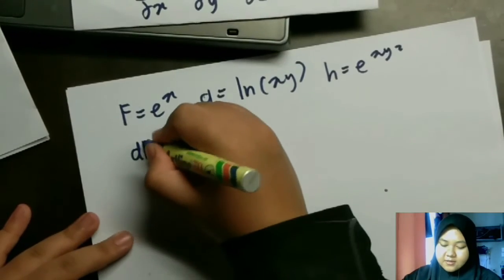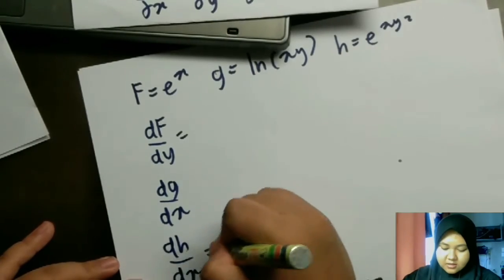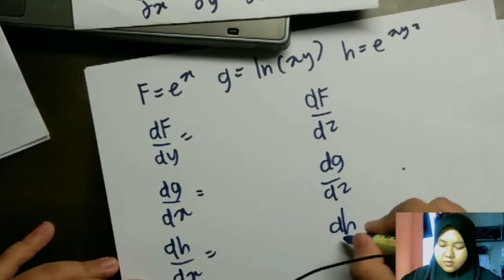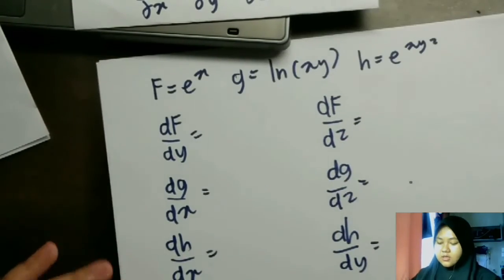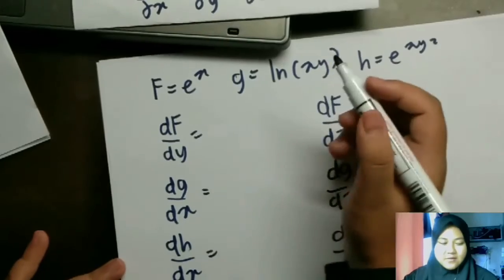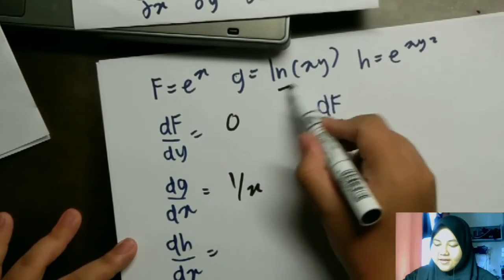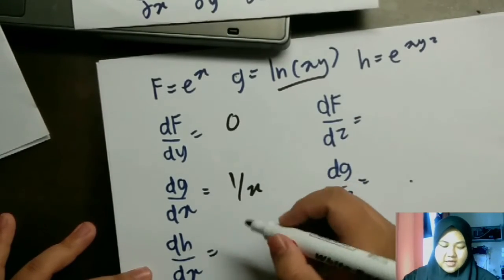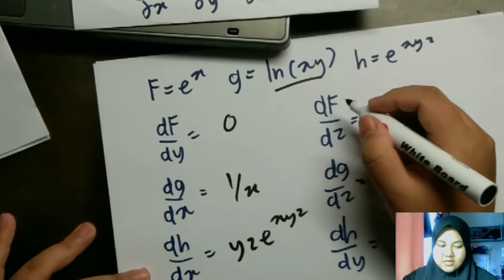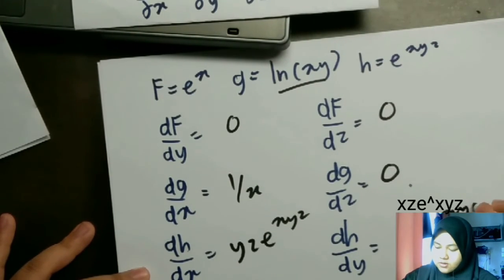You must find df dy, dg dx, dh dx, df dz, dh dy, and the others. We must find all of these values. The value we got for df over dy is 0. dg over dx is 1 over x, as I have simplified ln xy. dh over dx is yz e to the xyz. df over dz is 0. dg over dz is 0, and finally dh over dy is xz e to the xyz.